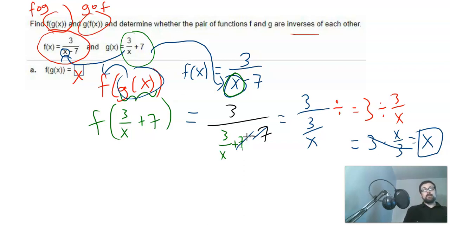So when I see students on the test that cross out the 7s, cross out the 3s, and just say, oh, the answer is x, I don't know. I'm pretty skeptical that they really understood how to accomplish that.